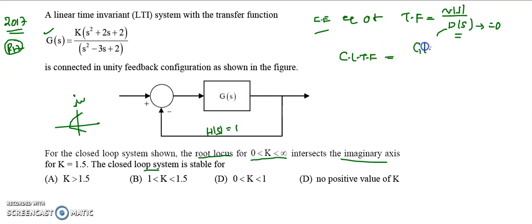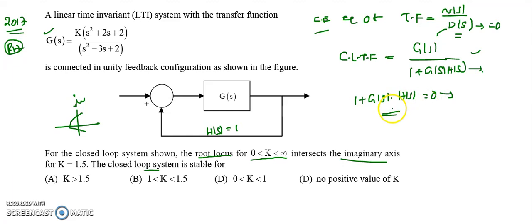The general transfer function is G(s) divided by 1 plus G(s) into H(s). This is a generalized closed loop transfer function. If you look at the denominator part, it is nothing but the characteristic equation. So the denominator 1 plus G(s) into H(s) becomes equal to 0. In this characteristic equation, G(s) is already given and H(s) is equal to 1, because he said unity feedback configuration.